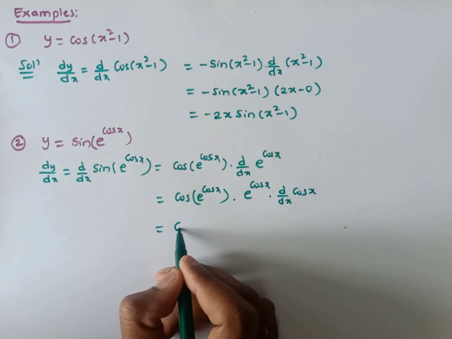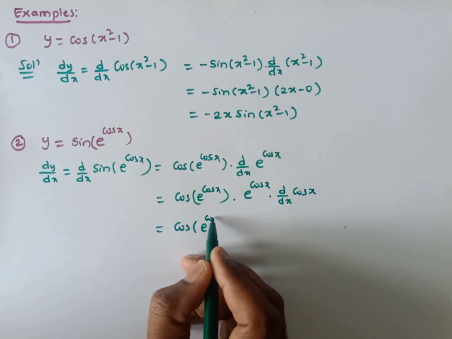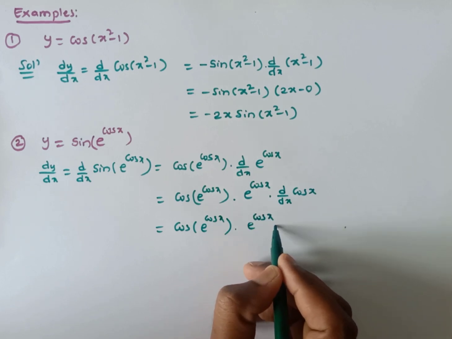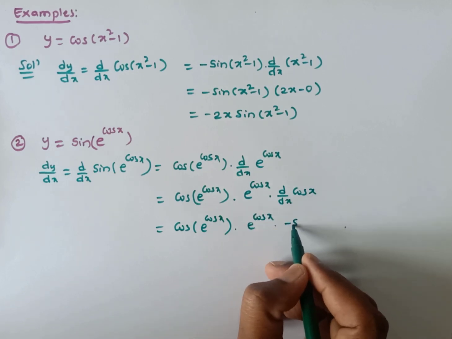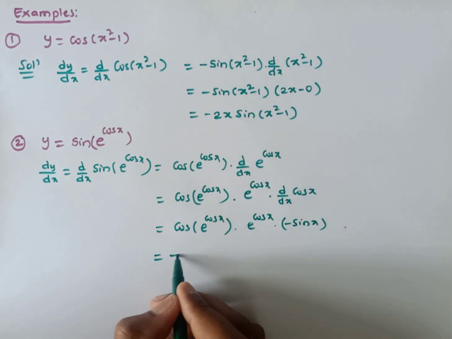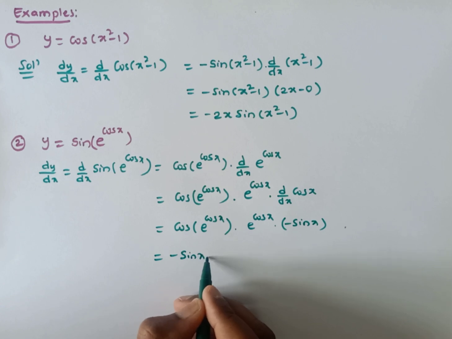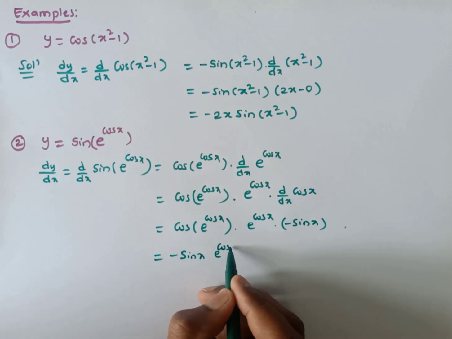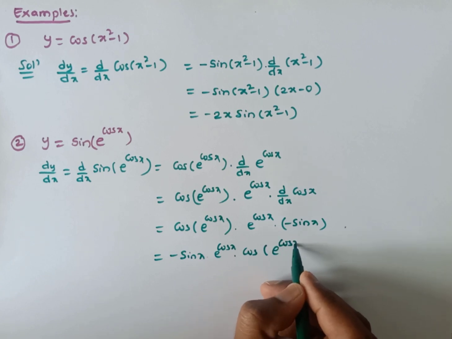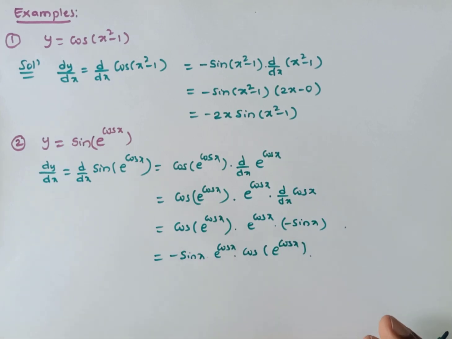Now so this is cos of e to the power of cos x, into e power cos x, into the derivative of cos x, which is minus sin x. So finally this is minus sin x into e power cos x into cos of e to the power of cos x. So this is the way you need to apply it if the composition is between more than two functions.